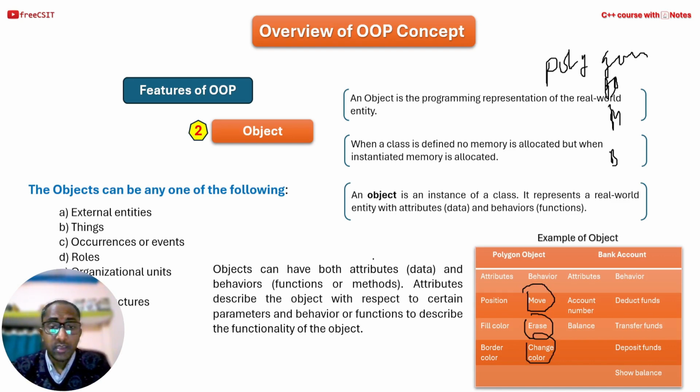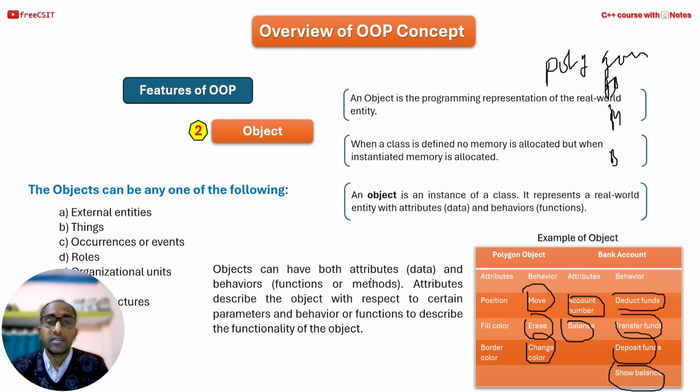And another is bank account. And what will be its attributes? That is bank account number, balances, and behaviors may be deduct funds, transfer funds, deposit funds, show balance. So these are some definitions of objects. It means real world entities, you can say.